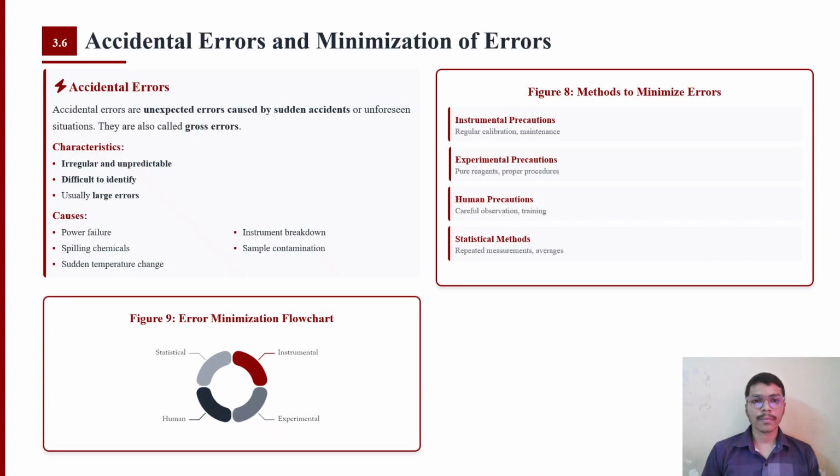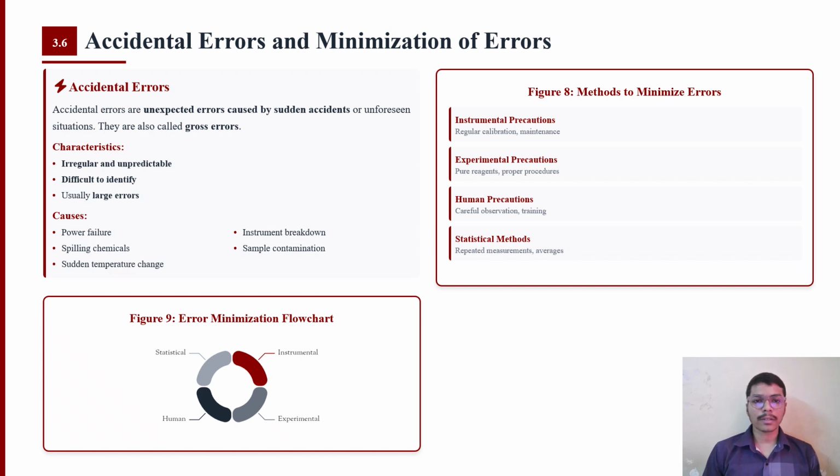Accidental errors are sudden, unexpected errors caused by accidents or unforeseen situations. These are also called gross errors. Characteristics: they are irregular, unpredictable, and usually very large. Causes: examples include power failure, instrument breakdown, spilling chemicals, sample contamination, and sudden temperature changes.